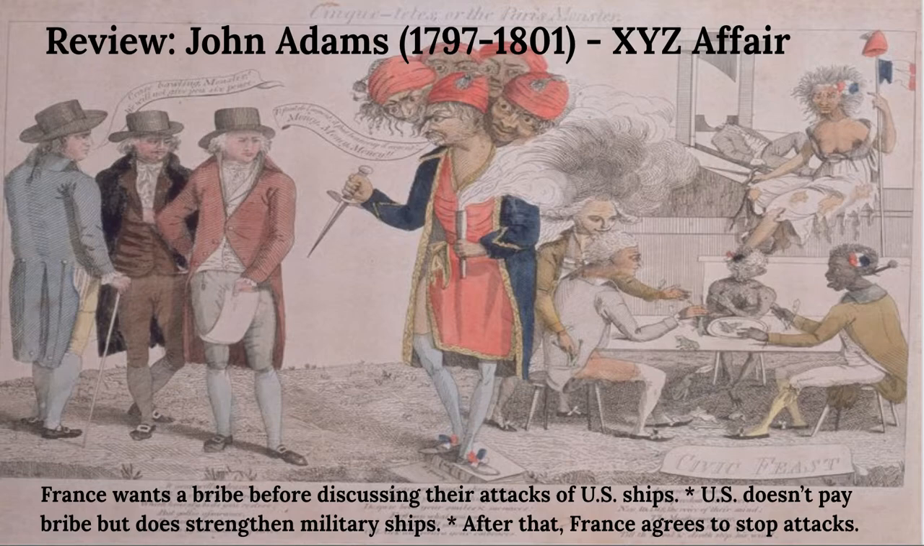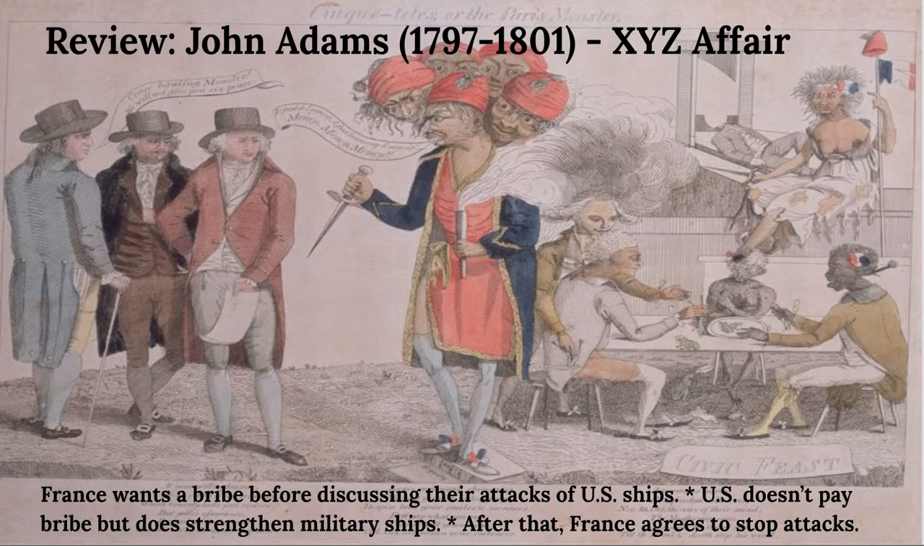But at any rate, John Adams, we know, decided to negotiate with the French, and it didn't go well the first time, right? France wants a bribe before they'll even consider discussing stopping the attacks on U.S. ships, and this really makes the United States feel disrespected. They don't want to pay the bribe, but John Adams and Congress do go ahead and use money to strengthen the Navy and the military ships, right?